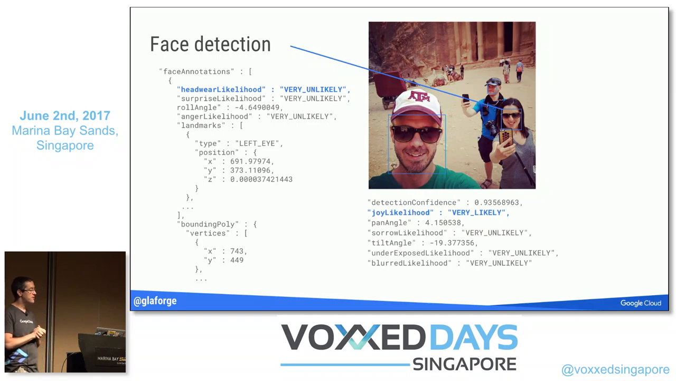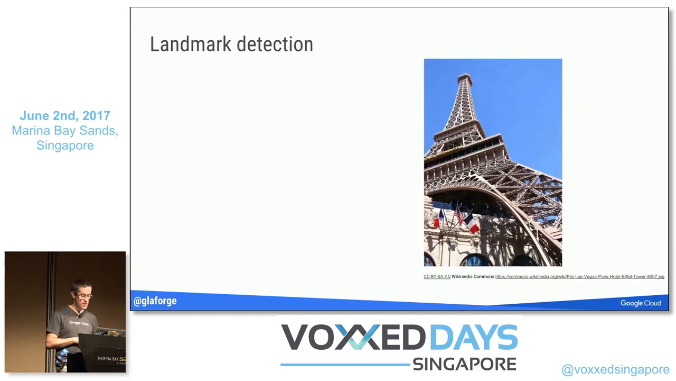Let's look at this picture from some of my colleagues. This is part of the JSON payload which is returned by the API. For example, you can see that for the face, that person, Sarah, has no headwear. The joy likelihood: she's smiling, so it's very likely that she's happy. And you also see the bounding boxes where the face actually appears in the picture. So there's lots of information available. Landmark detection. Do you know what monument this is?